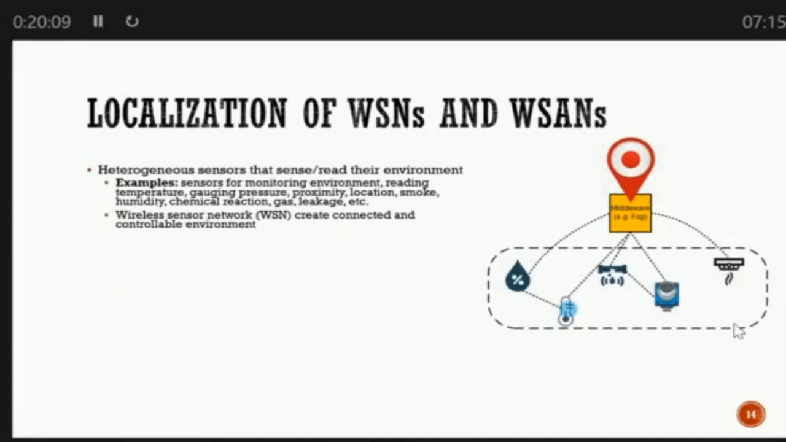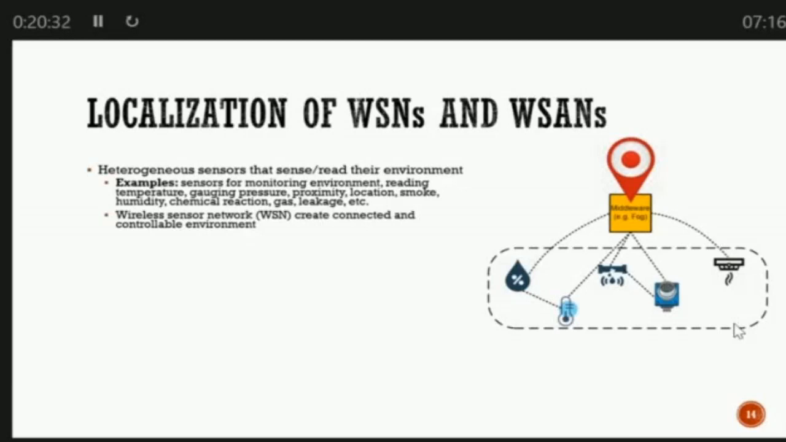Those sensors are heterogeneous. One sensor is manufactured by one company, and that company is using different protocols. The other sensor is manufactured by another company using different protocols. So the data structure is different. I have to make that data readable to me. I have to make that data sensible to me. And for that, I need to localize those sensors.